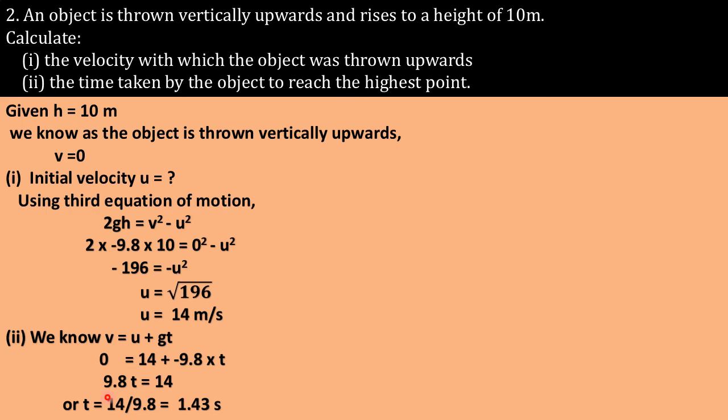Next, the time taken by the object to reach the highest point. That we can calculate using the equation v is equal to u plus gt. When we substitute the value of u as 14 and g as negative 9.8, we get the value of t as 1.43 second. So with this, we come to the end of this particular module.